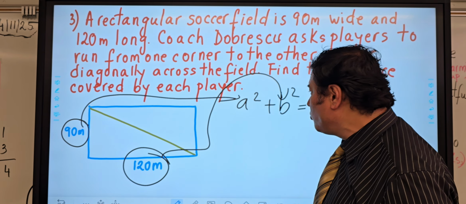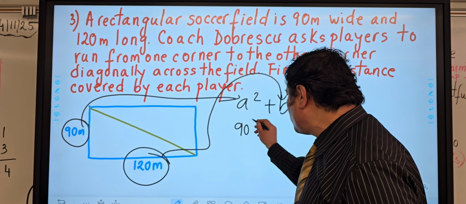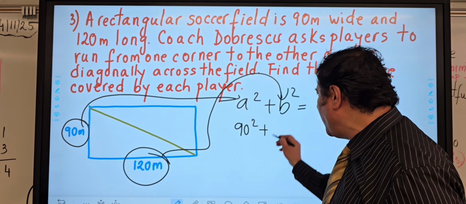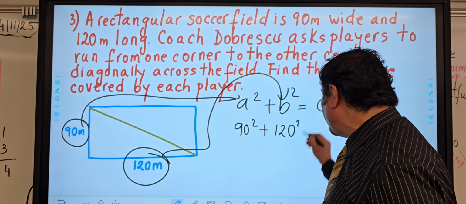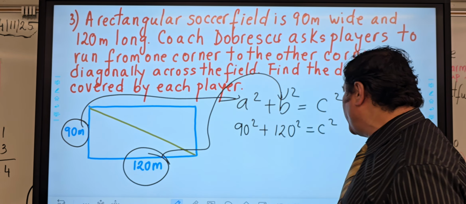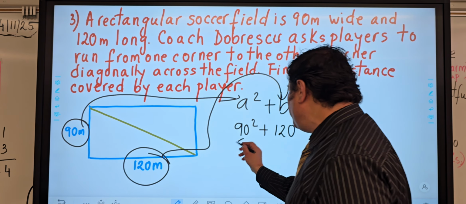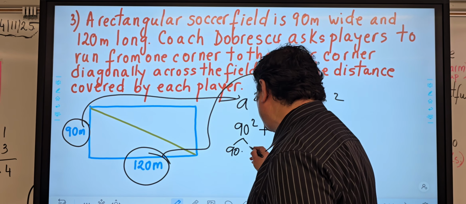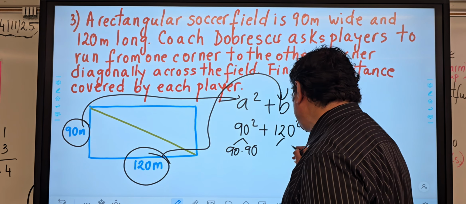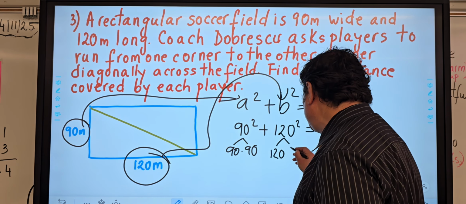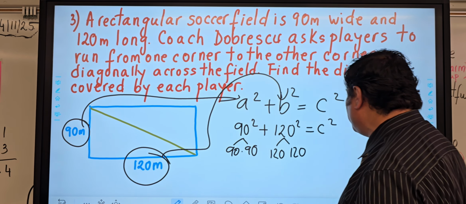Let's see. a squared, we have 90 squared, plus b squared, we have 120 squared, equals c squared. 90 squared means 90 times 90. 120 squared means 120 times 120. Okay, we'll see what we get.